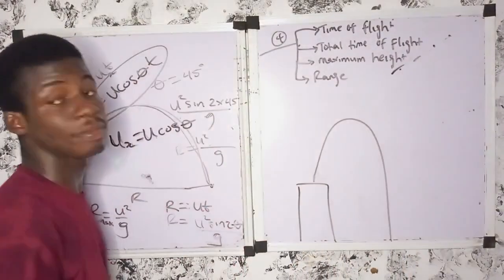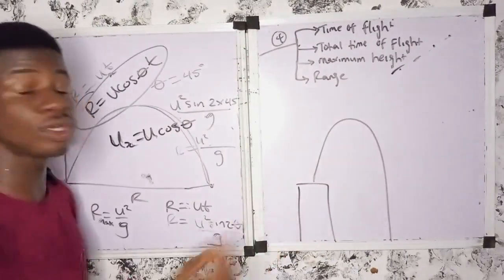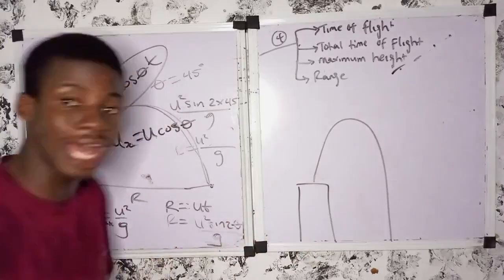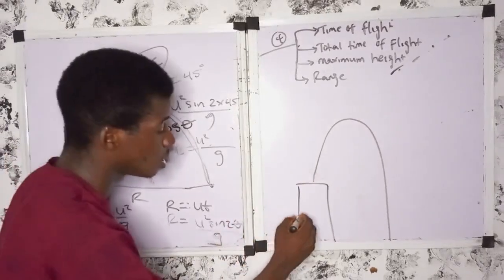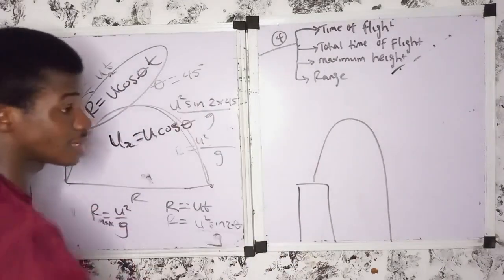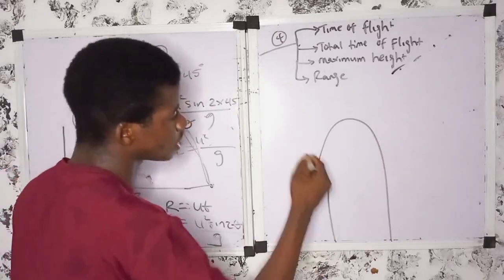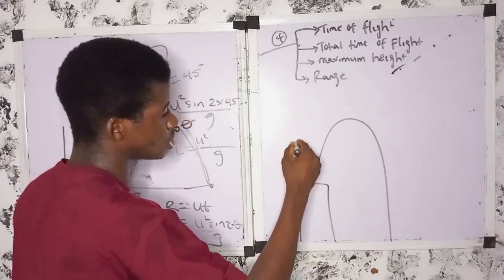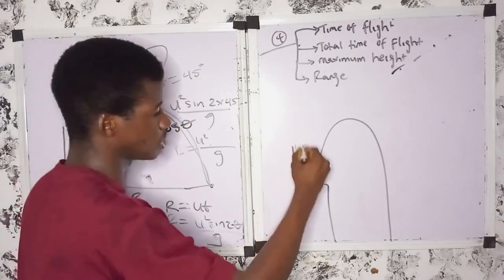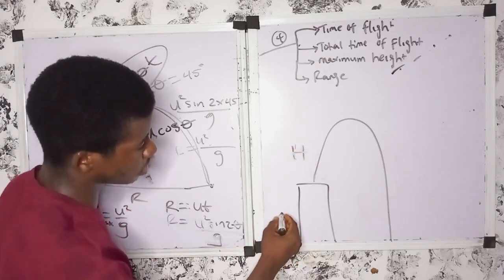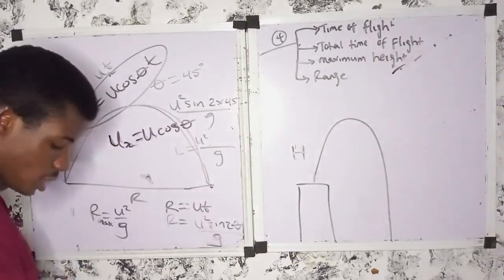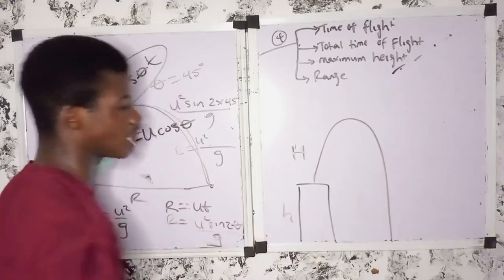When a body is thrown from a tower or from a particular distance or a particular height, we'll take the total height. Let me call this one H, for example. Let me give this one a small letter h. I'll call it small letter h.